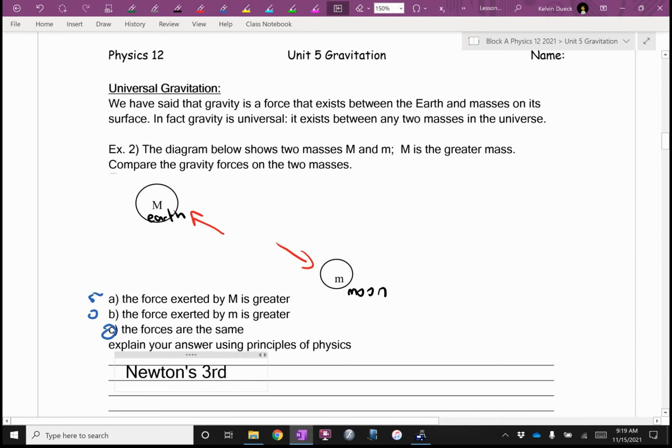Now, because of that, the Moon does feel the same force as the Earth. The Earth feels the same force as the Moon. Do they have the same mass? So do they accelerate the same way? No. Same force, though. Okay.